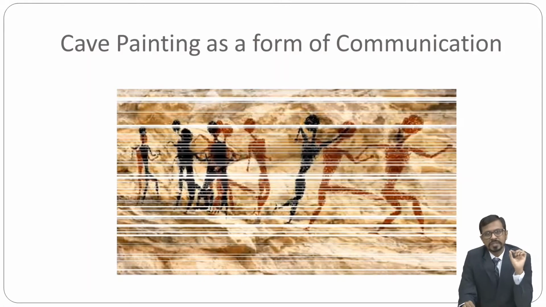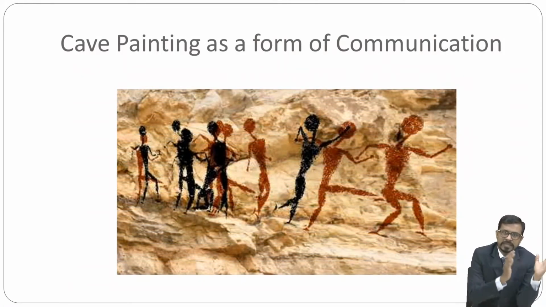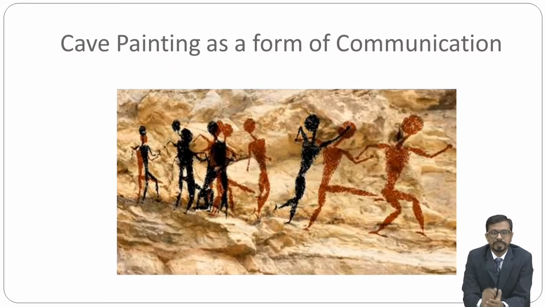Now, the first form of communication can be seen as cave paintings. Look at this picture that is taken from a cave, which shows a story. There could be a possible story of a group of people going somewhere, perhaps they have gone for a hunt and collected something to eat and are moving towards their homes, or it could be that they are traveling towards another state or another territory. The story is mentioned through a picture. That is cave painting as a form of communication.